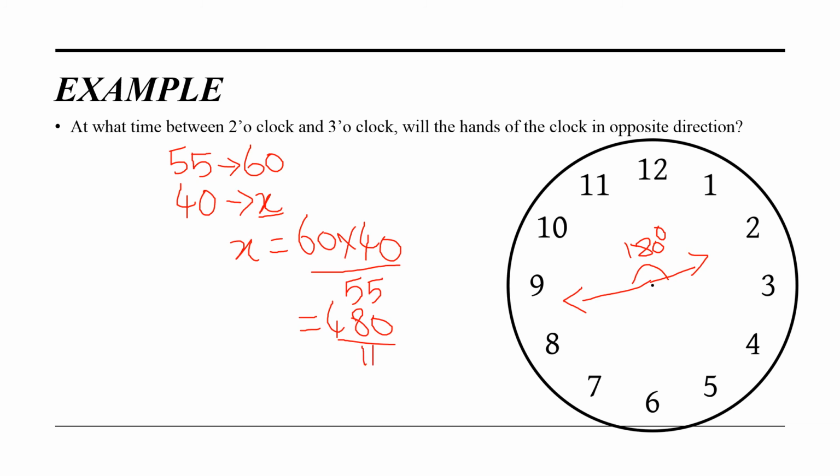Next we have to convert this into a mixed fraction. 480 goes by 11 with 43 times and remainder 7 is here. So 43 7 by 11 minutes past 2, the hour hand and minute hand will be in opposite direction. Move on to the next problem.